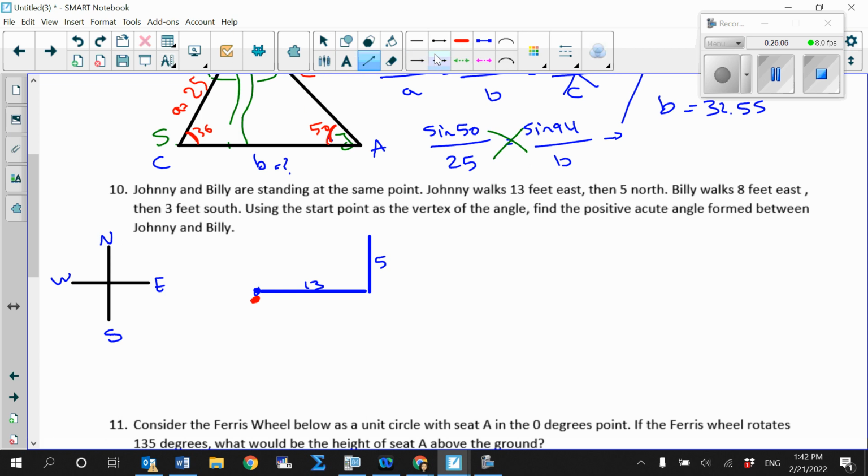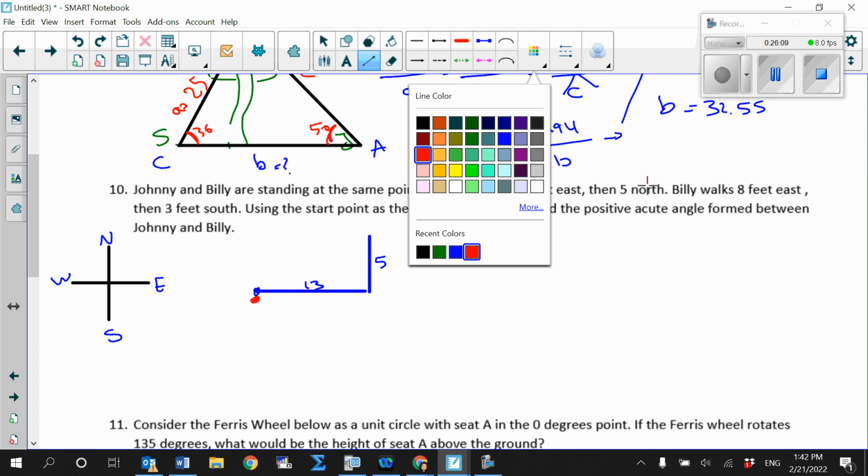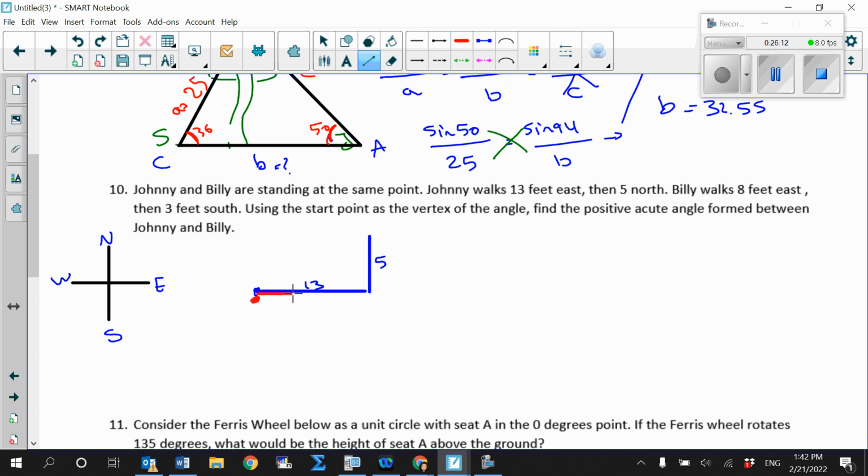And then we have the next one. Billy walks 8 feet to the east, and then 3 to the south. So something like this. This is 8, and this one is 3. Now, using the start point, this point, as the vertex of the angle, find the positive acute angle formed between Johnny and Billy. So Johnny is here, Billy is here. The angle made between them can be represented in this way. So we draw a line from the vertex to these 2 points.